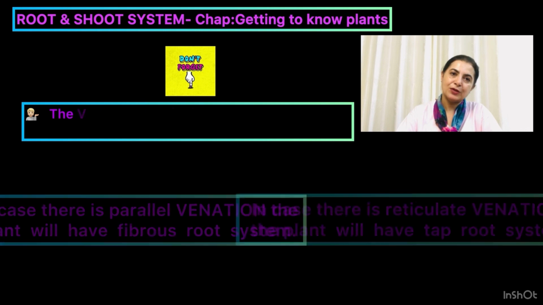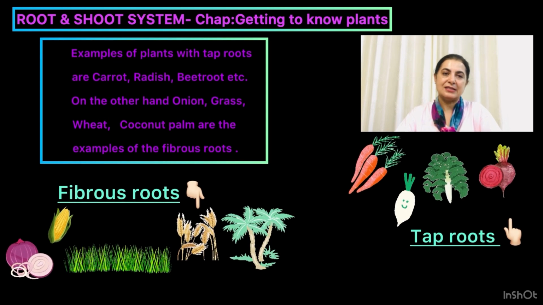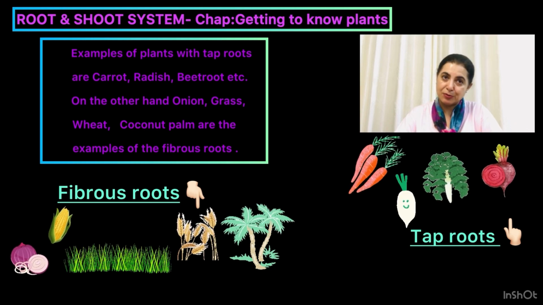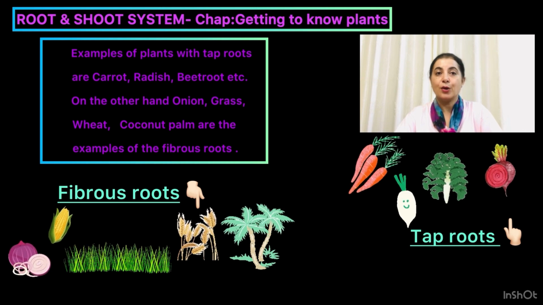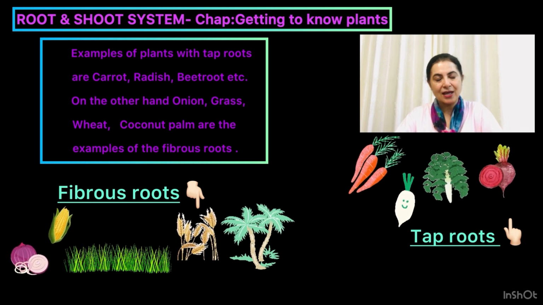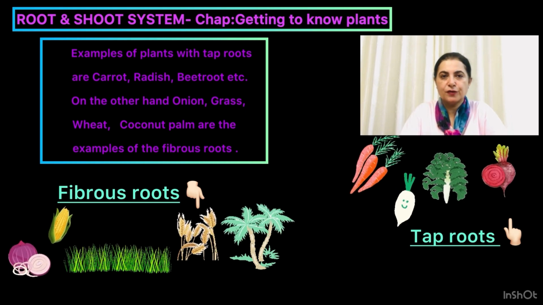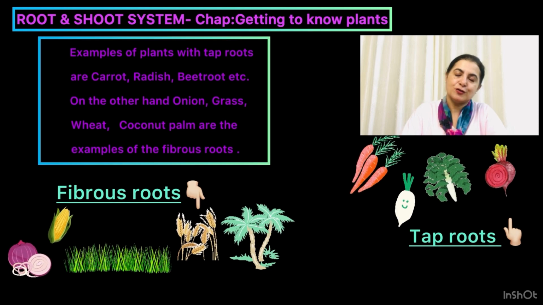Example of the taproot is, for example, turnip is there, radish is there, carrot is there. So they are generally the taproots. So as far as the fibrous roots are concerned, a simple example is your corn is there, rice is there, wheat is there, and also grass. Now we know the structure of the roots, we also know the types of the roots. So let's discuss the function of the root.